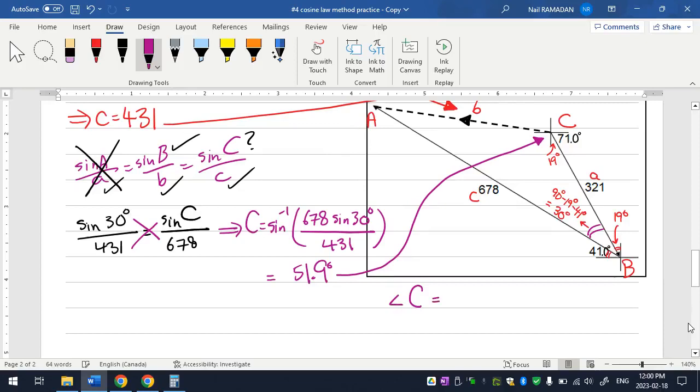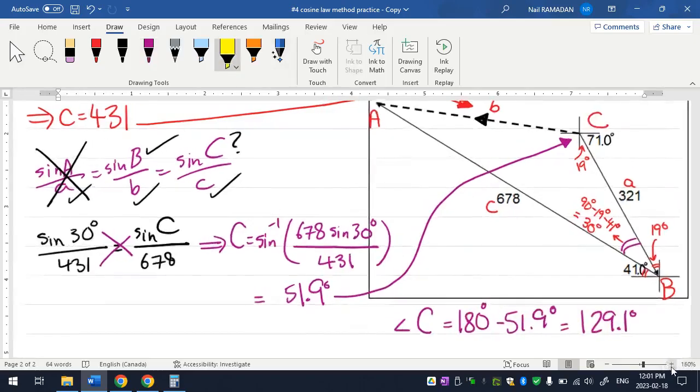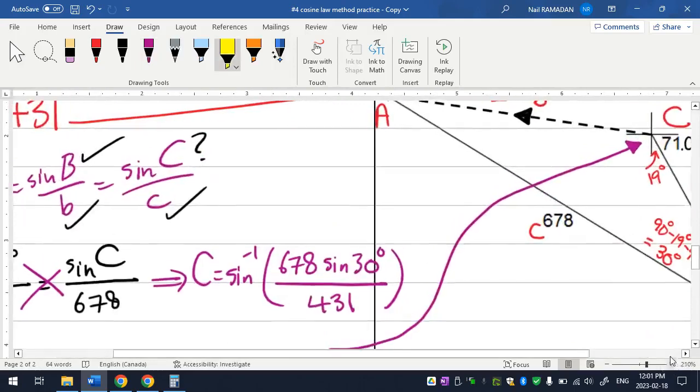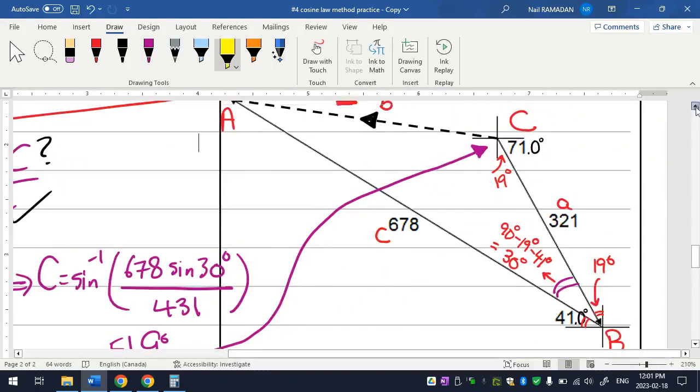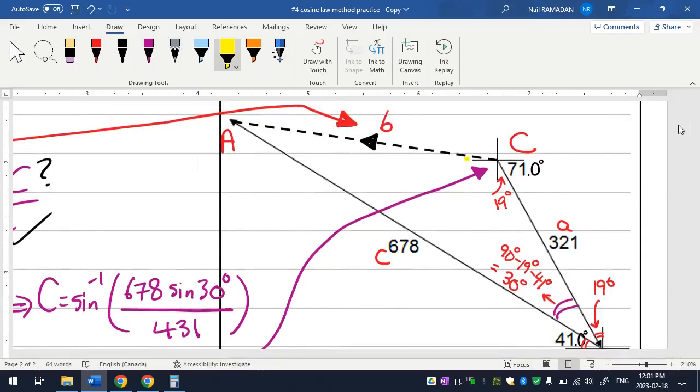Angle C is actually 180 degrees minus 51.9 degrees, which will be 129.1 degrees. Okay? So the question now is, how do you find the angle right here? Everyone, we just need this angle. Let me zoom in. We need this angle.